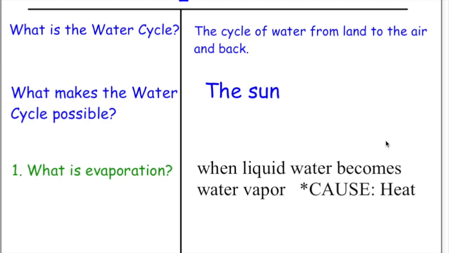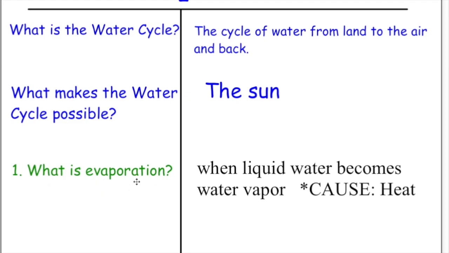Okay, so we're doing the water cycle, and the water cycle is the cycle of water from land to the air and back. It is how water cycles through nature, and what makes this possible is the sun. Now, one of the parts is called evaporation. And notice that I number it number 1 on purpose. So please make sure you put number 1 and then the question, what is evaporation?